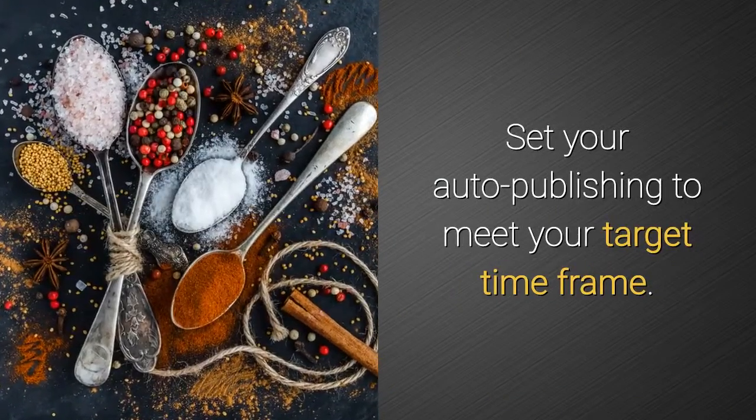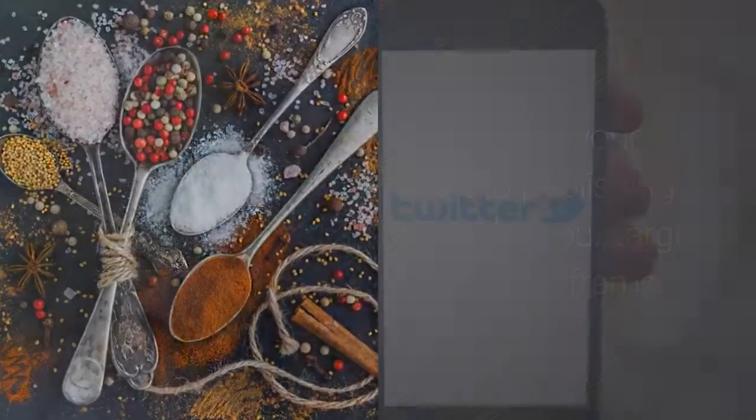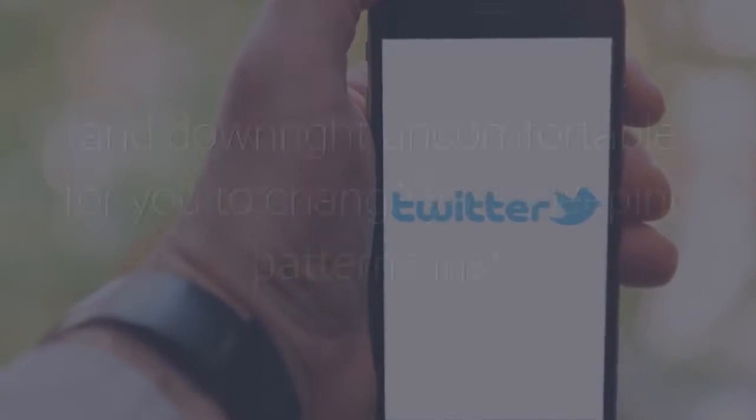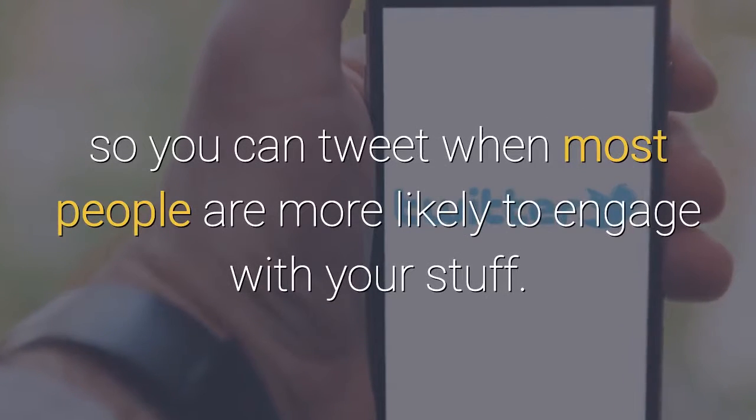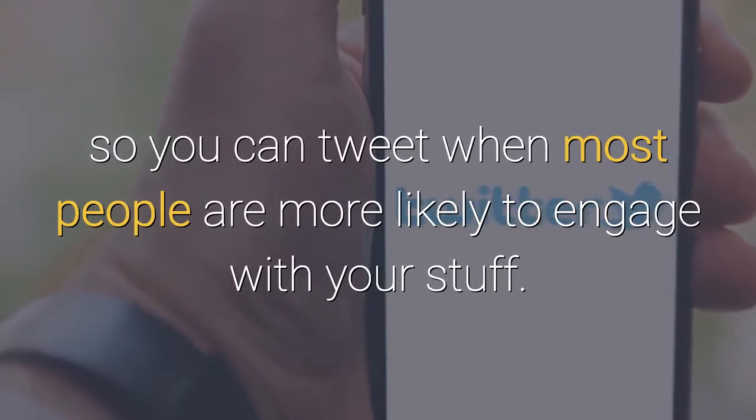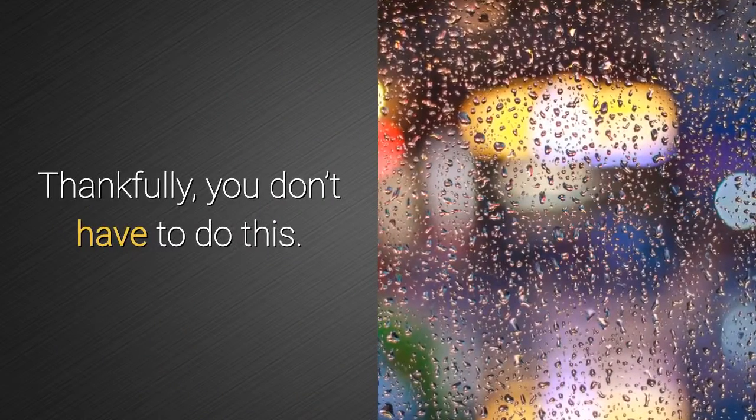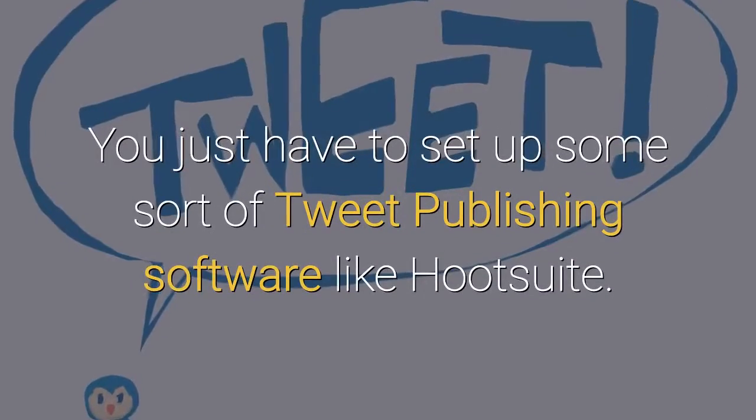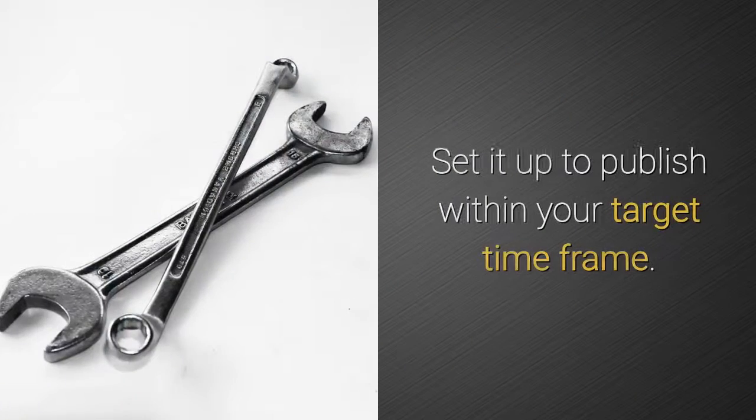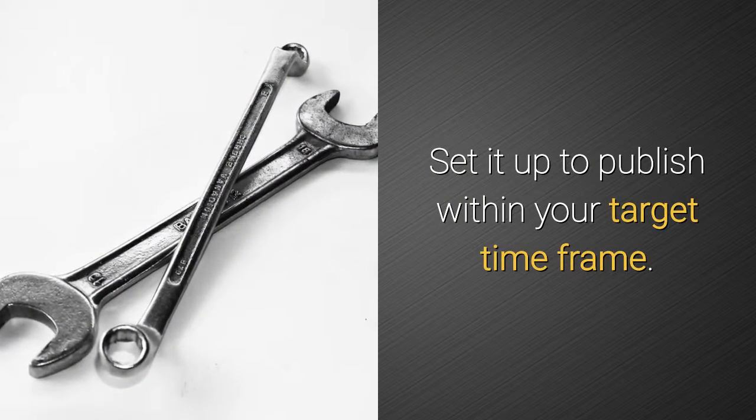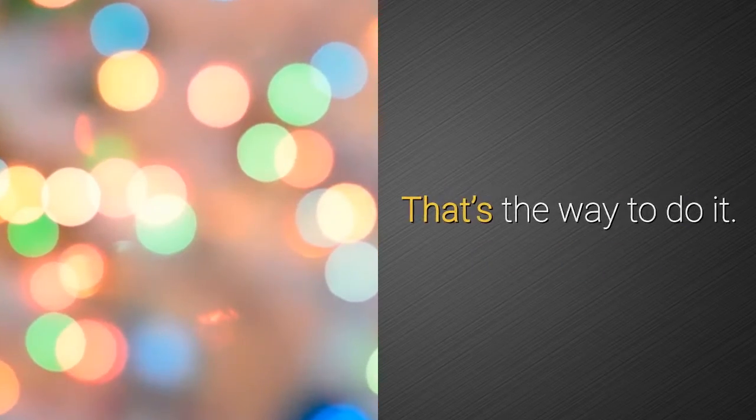Set your auto-publishing to meet your target time frame. It's going to be really inconvenient and downright uncomfortable for you to change your sleeping patterns just so you can tweet when most people are more likely to engage with your stuff. Thankfully, you don't have to do this. You just have to set up some sort of tweet publishing software like Hootsuite. Set it up to publish within your target time frame. That's the way to do it.